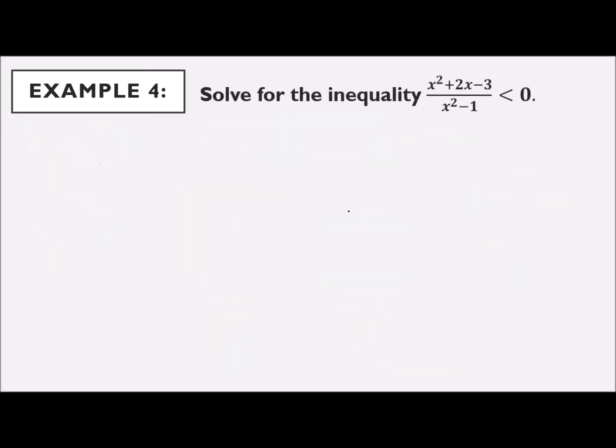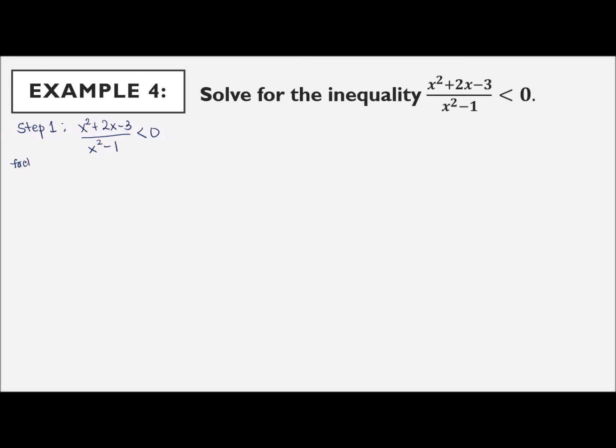Solve for the inequality x squared plus 2x minus 3 over x squared minus 1 is less than 0. Kung yung case na yan, medyo mahirap yan. Okay? Kasi, kung kanina, proceed na tayo sa step 2, ngayon, proceed ulit tayo sa step 1. Kasi, pwede nyo pang i-simplify. Yung pahirapan ng sarili ninyo. Okay? Kung kaya mag-simplify, mag-simplify.